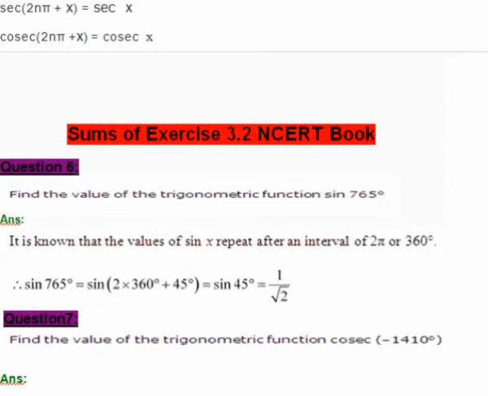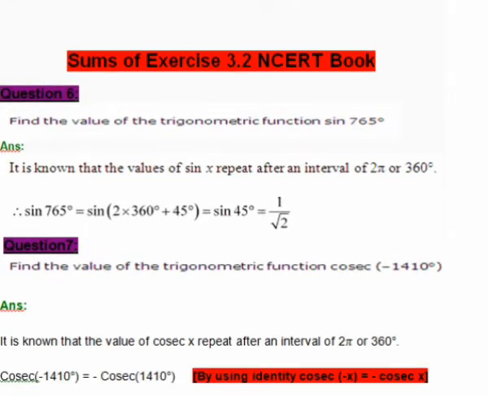Now come to some questions, some examples related to it. See some examples from NCERT exercise 3.2. Find the value of the trigonometric function sine 765 degree. We know 765 degree is greater than 360 degree, so we find the nearest multiple of 360. 360 into 2 is 720, 720 plus 45 degree. So we write 765 degree as 2 into 360 plus 45 degree.